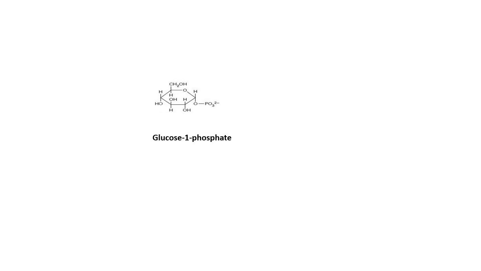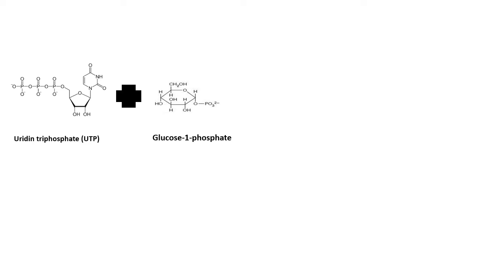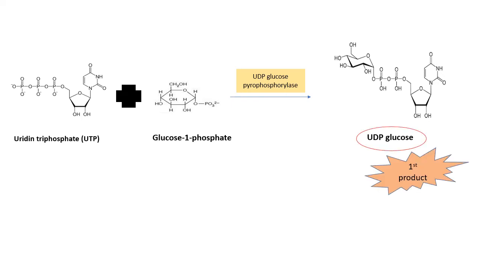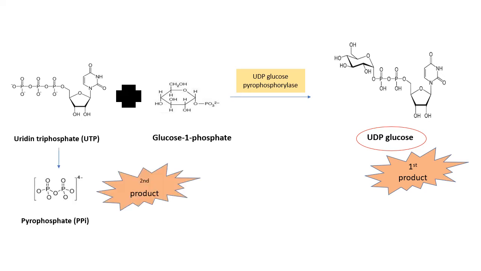After glucose 1-phosphate is made, uridine triphosphate (UTP) will join to form UDP-glucose (uridine diphosphate glucose) by the enzyme UDP-glucose pyrophosphorylase. And here, UDP-glucose will be the first product of the reaction. Pyrophosphate will be released as a second product of the reaction.